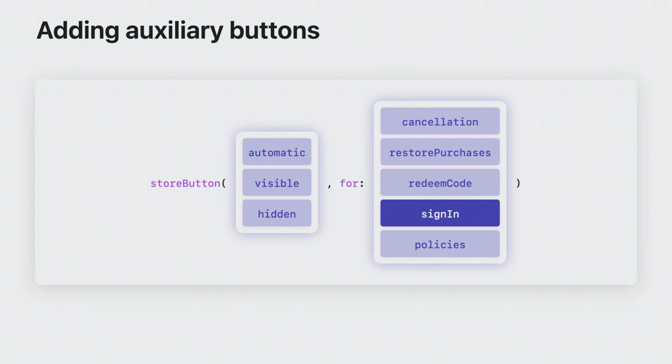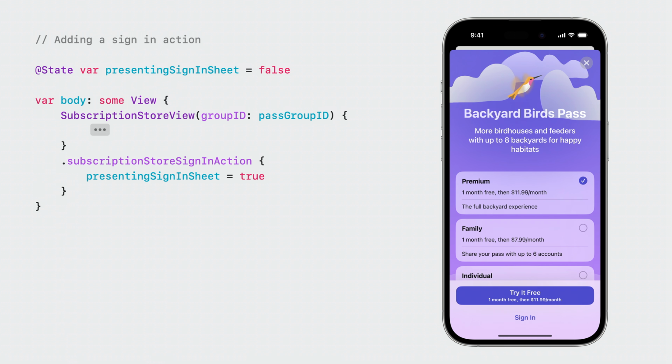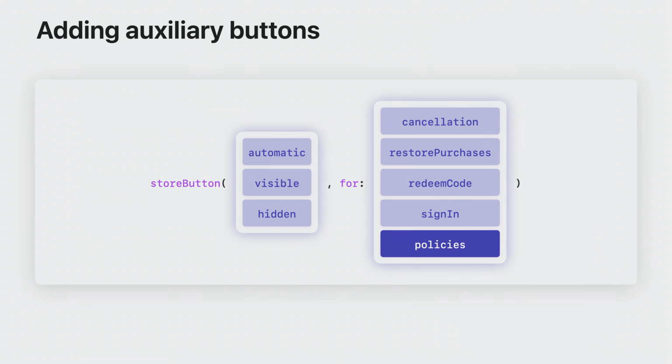The next button kind is a sign-in button. If your subscription service allows people to subscribe outside of the App Store, it's a good idea to show a sign-in button in case an existing subscriber needs to access their subscription. An important thing to know for the sign-in button is you must declare a sign-in action using the new subscription store sign-in action modifier. If you set a sign-in action, the sign-in button will be visible automatically. The sign-in button simply calls the function you declare with subscription store sign-in action, so you can use this as a signal to run your sign-in flow.